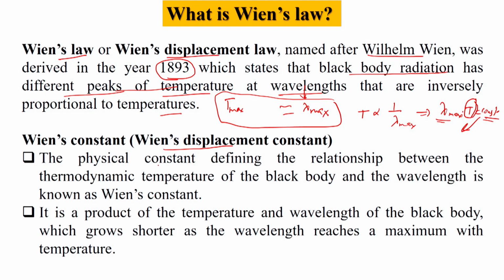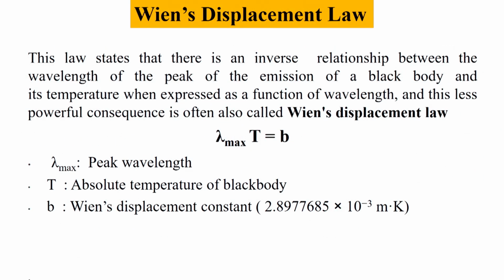This is the physical constant defining the relationship between the thermodynamic temperature of the black body and the wavelength, known as Wien's constant. It is the product of the temperature and wavelength of the black body: lambda max into T is constant. It is a very simple equation. There is an inverse relationship between the wavelength of the peak of emission of a black body and its temperature, when expressed as a function of wavelength. This is also known as Wien's displacement law.